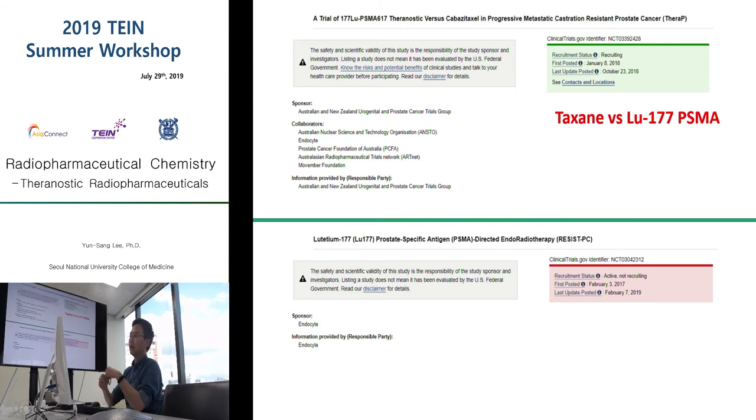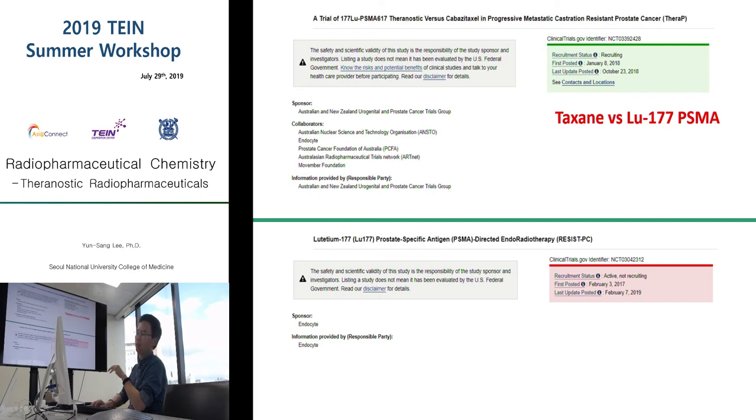And next, there are several other ongoing clinical trials. Mostly, I think these studies take place in Australia or America right now. The first upper row is a study comparing a taxane chemotherapy agent with lutetium PSMA. And the lower part is a pretty similar study regarding a lutetium prostate agent for prostate cancer patients.